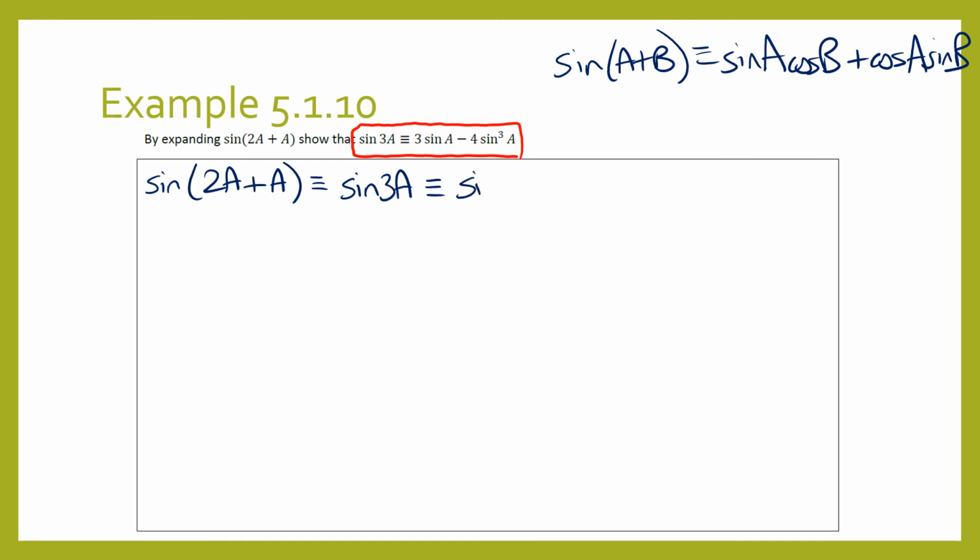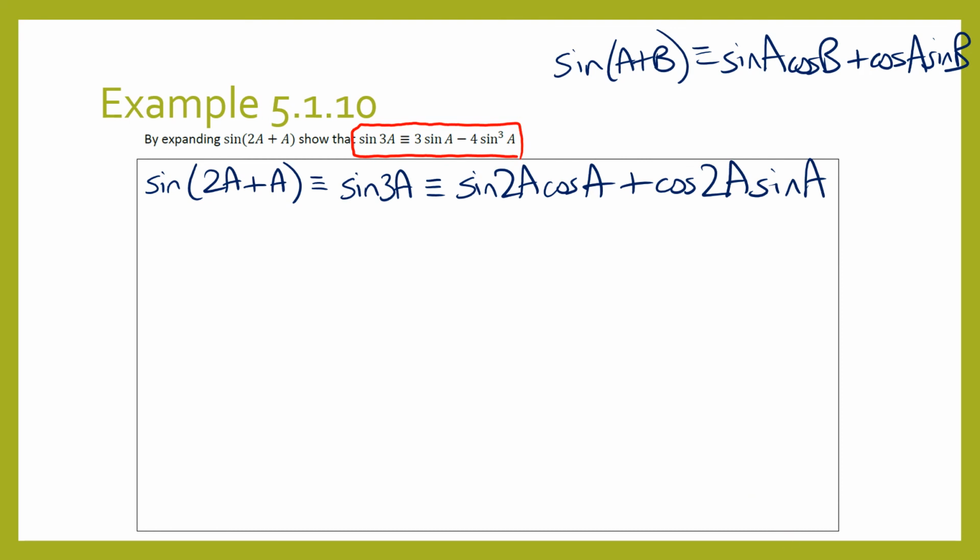So it's sine of 2a cos a plus cos of 2a sine of a. So this means sine of 2a multiplied by cos of a plus cos of 2a multiplied by sine of a. You're welcome to put brackets around all the angles if you want to. It doesn't change anything. It's just personal preference. If you like seeing them with brackets, you can always write them like that.